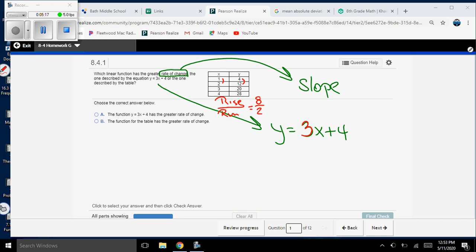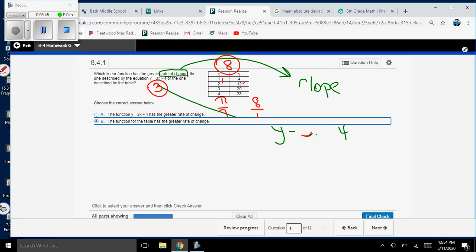And again, remember how I'm getting that. I'm going from 4 to 12, so that's 8. I'm going from 1 to 2, which is really only 1. So my slope here should be 8 over 1, which is a slope of 8, or a rate of change of 8. So the rate of change here is 8. The rate of change here is 3. So obviously the second one has the greater rate of change.